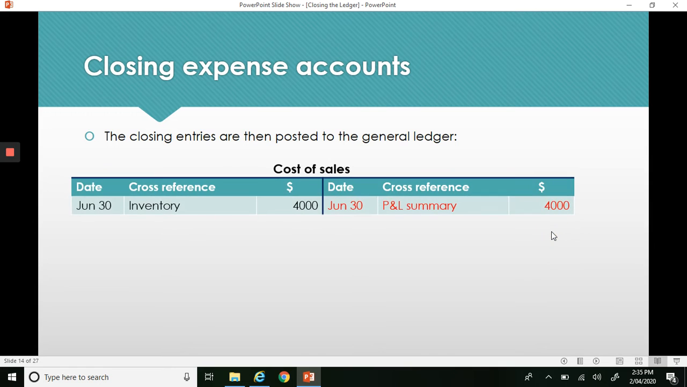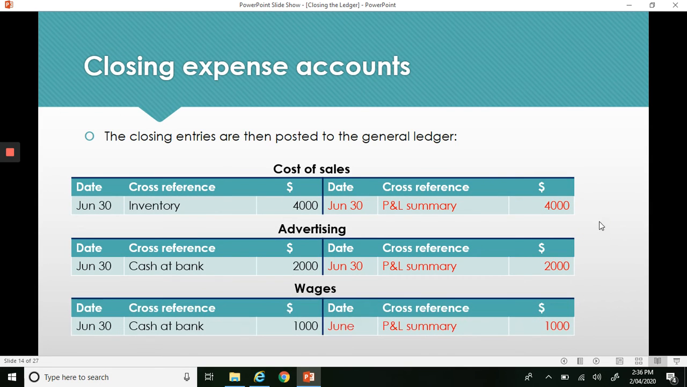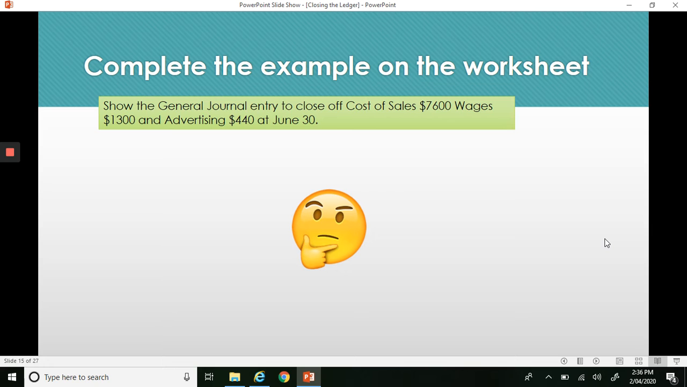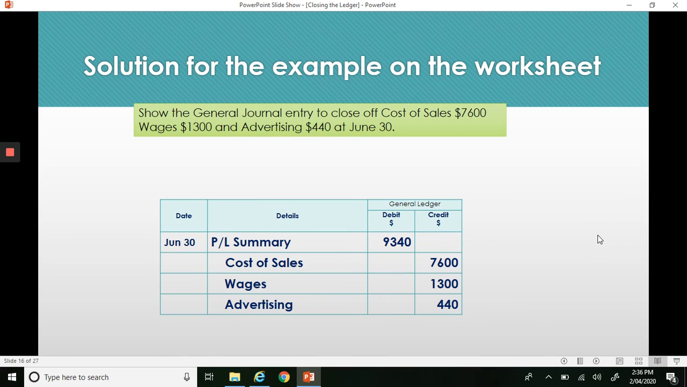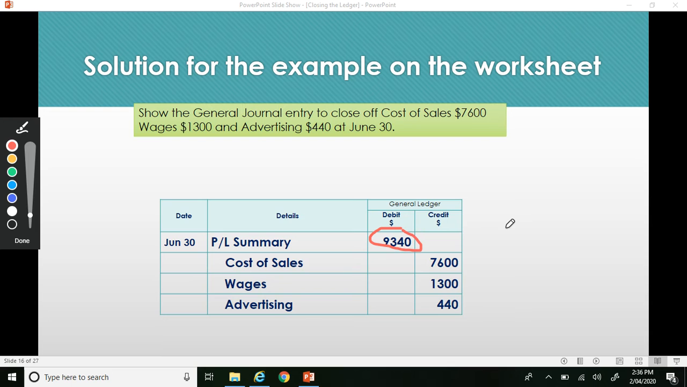Closing entries are then posted to the general ledger. So here's those ledgers from before with those credits in them. Both sides are equal, so the accounts are now zeroed and they have nothing in them, ready to start fresh for the next period. Complete the example on the worksheet. And here is the solution for that one exercise. So note here, the expenses are credited, and then you've got one debit to the profit and loss summary account, 9340.